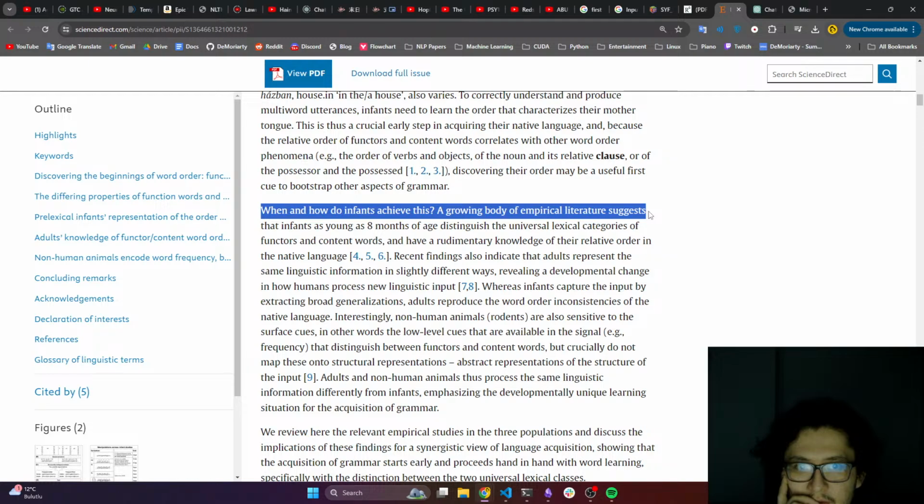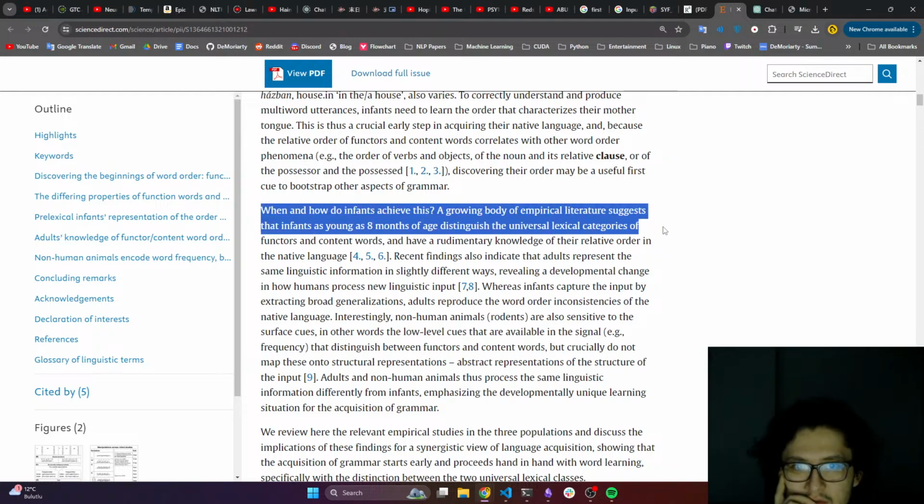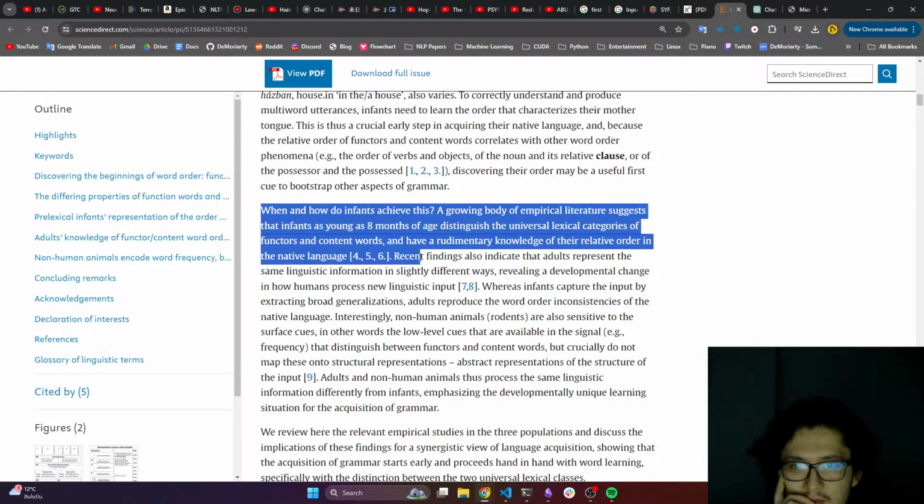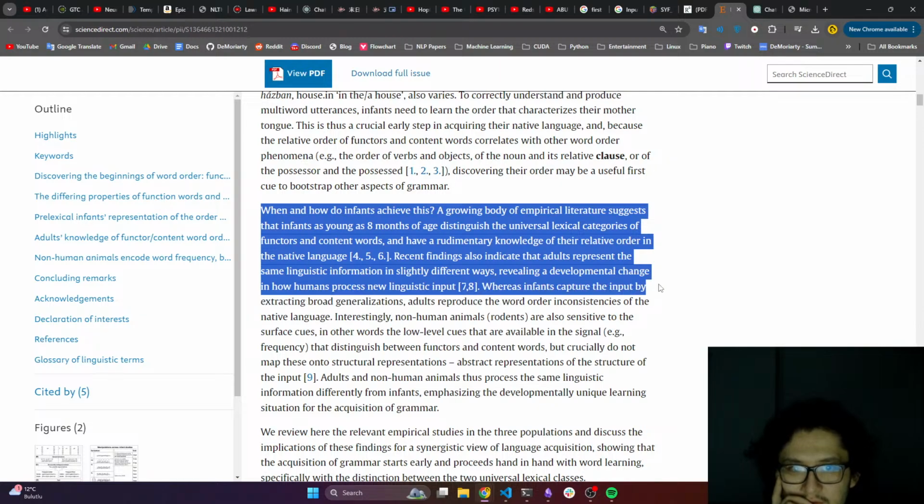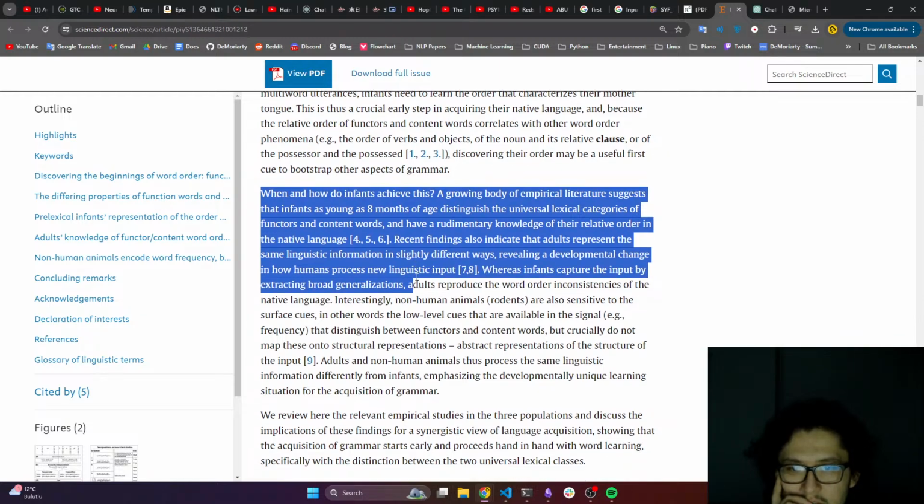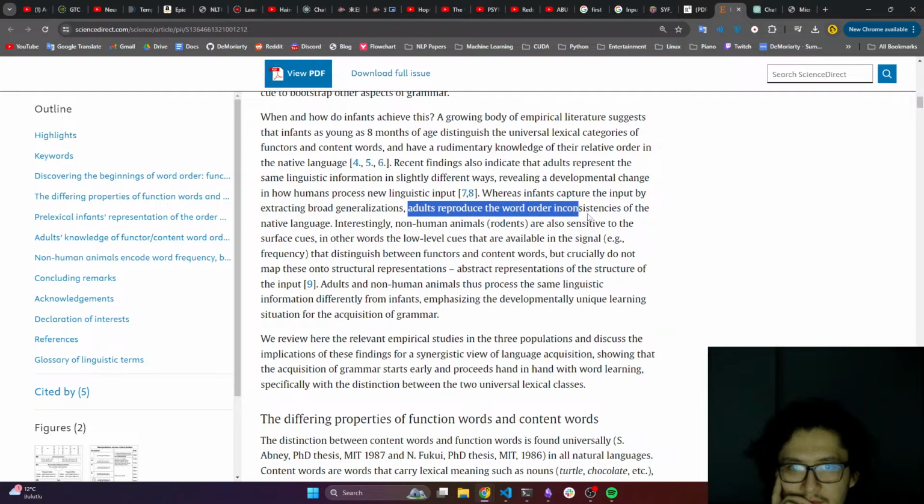A growing body of empirical literature suggests that infants as young as 8 months of age can distinguish the lexical categories of functors and content words and have rudimentary knowledge of their order. Recent findings also indicate adults represent the same linguistic information in slightly different ways, revealing developmental change. Whereas infants capture the input by extracting broad generalizations, adults reproduce word order inconsistencies of the native language.